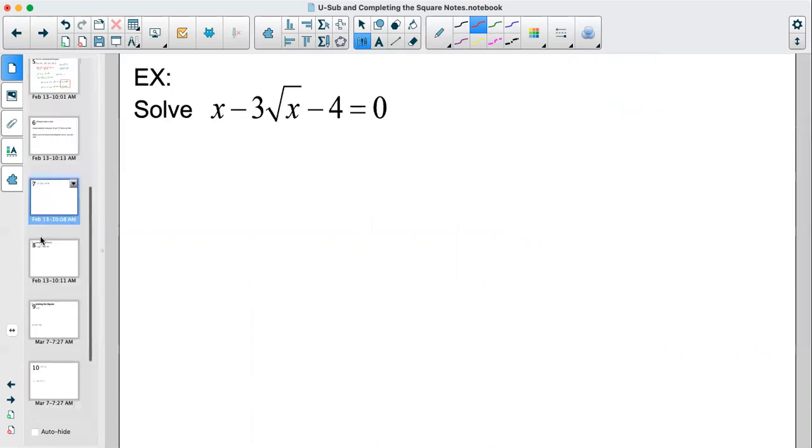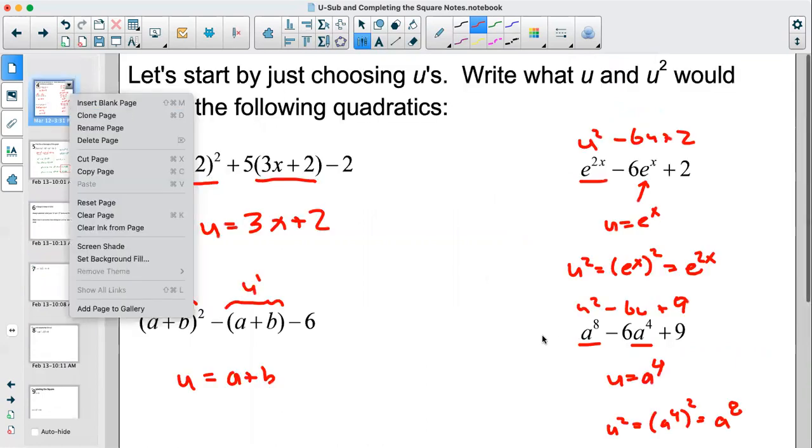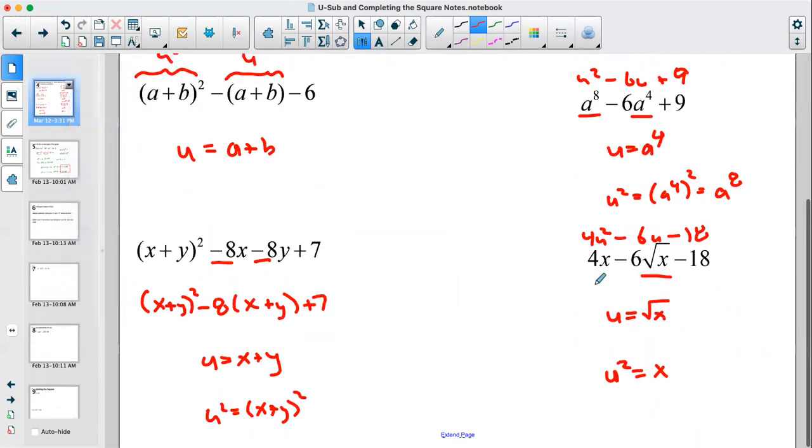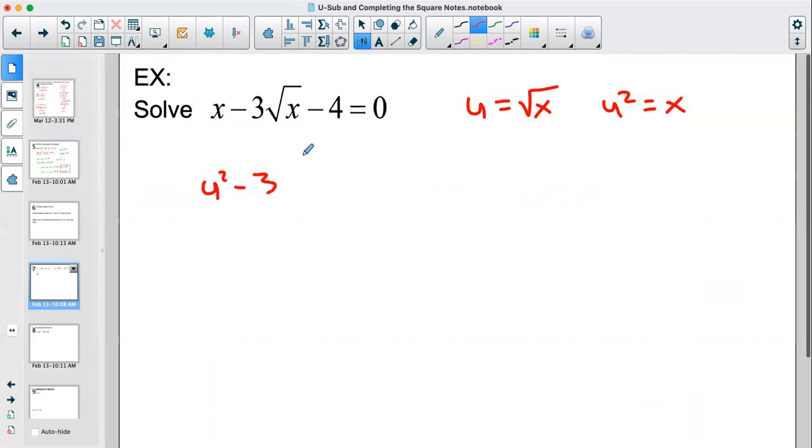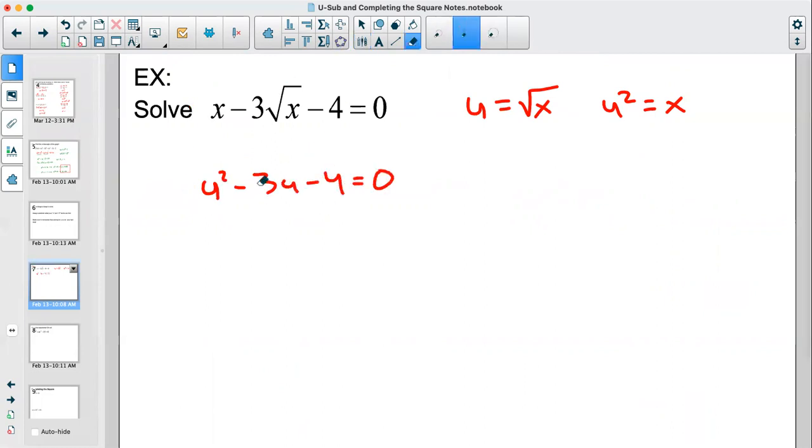So this looks a bit like one of the ones we did up here, like this one where we had a root x in the middle and an x to the first at the beginning. So I'm going to do a similar kind of substitution like I did there. I'm going to choose root x for my u, which means u squared is equal to x. That gives me a pretty straightforward substitution here: u squared minus 3u minus 4 equals 0. Oh, this one has a little trick at the end, if I recall.